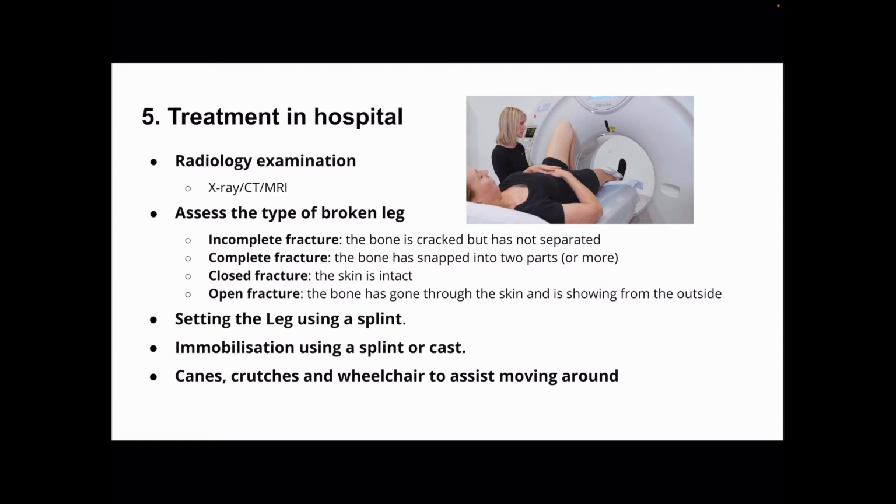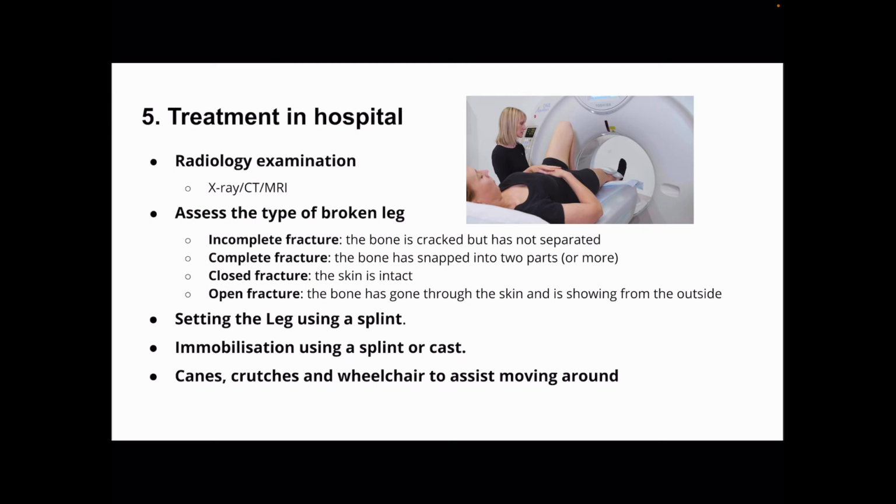A closed fracture is when the skin is intact. An open fracture is when the bone has gone through the skin and is showing from the outside. When treating the broken leg, doctors will set the leg using a splint. Immobilization using a splint or cast is important to let the leg heal.